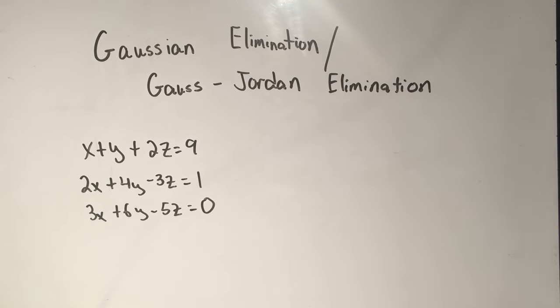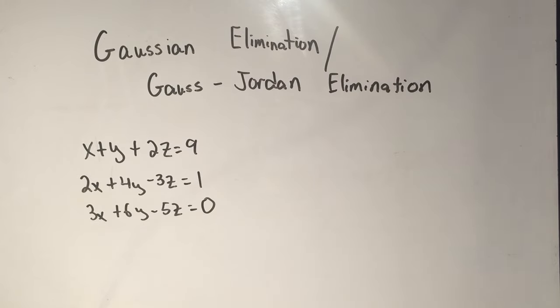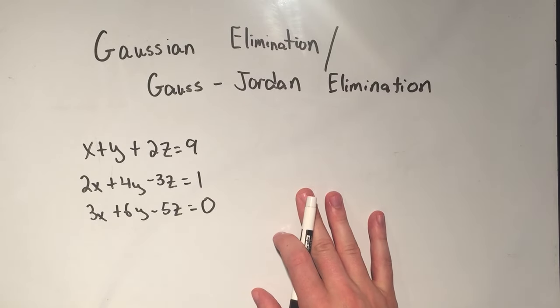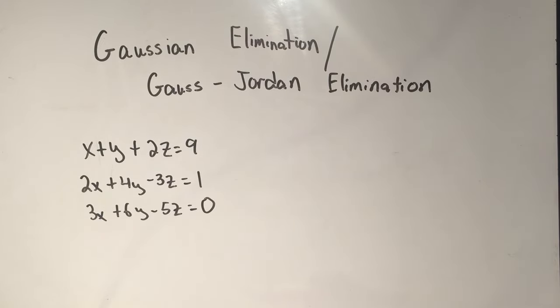In this video, I want to talk about Gauss-Jordan elimination and regular Gaussian elimination, and how to do both of those and what the differences are. Both of these are used to solve systems of linear equations. They're basically just an easier way to do it than what you learned in, say, algebra 1 or algebra 2 or something like that.